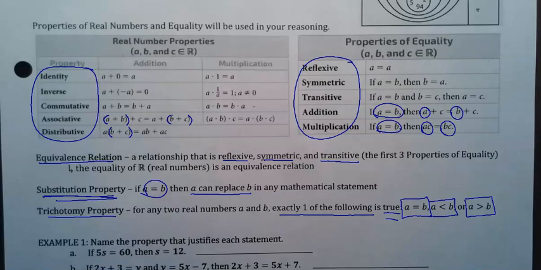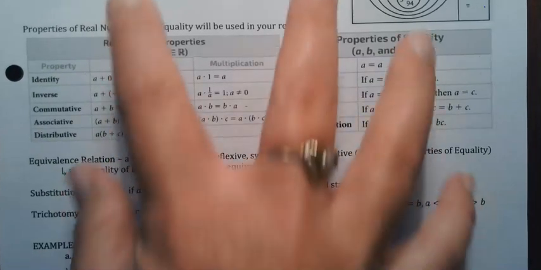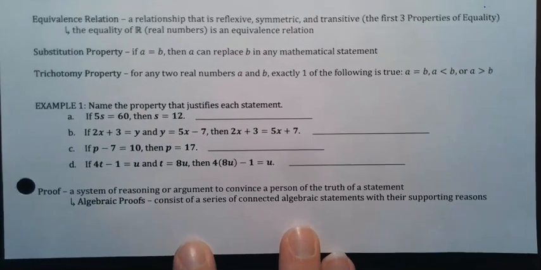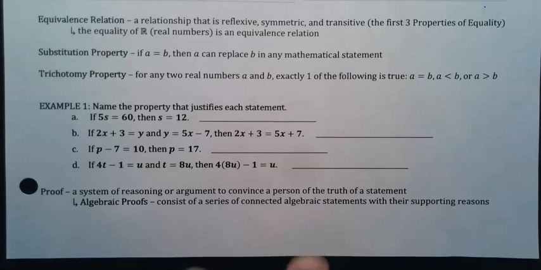All right, let's look at example 1. I'm obviously going to have to move my paper up, but make sure you're looking at these things. Example 1 says, name the property that justifies each statement. If 5s equals 60, then s equals 12. What property do you think that is?